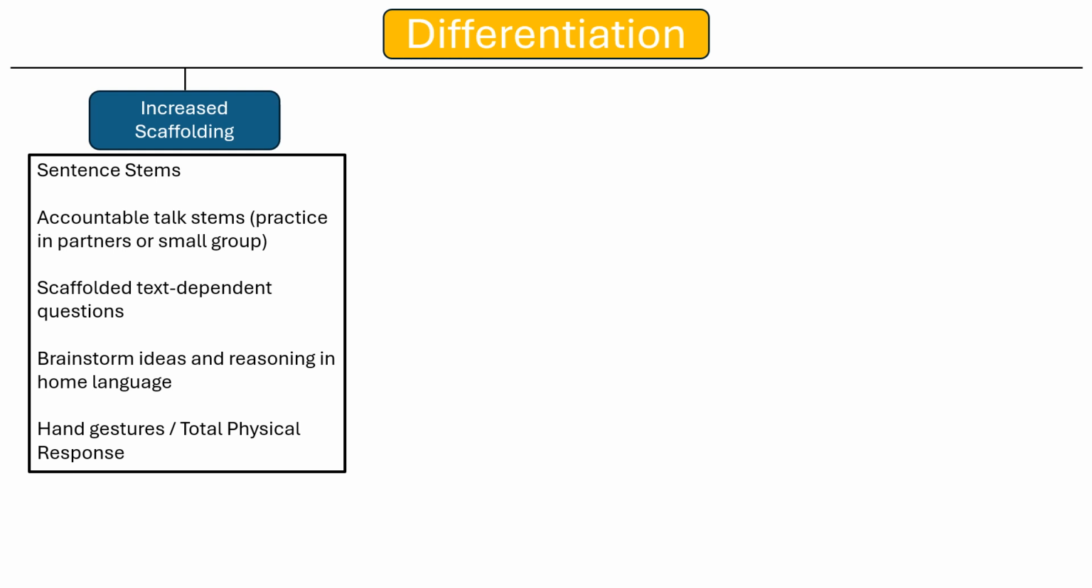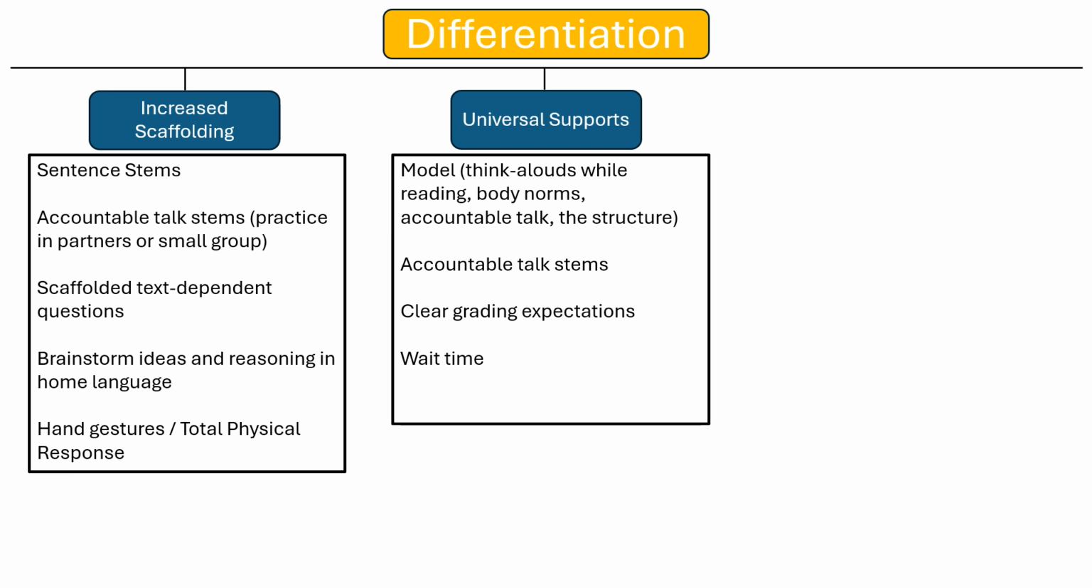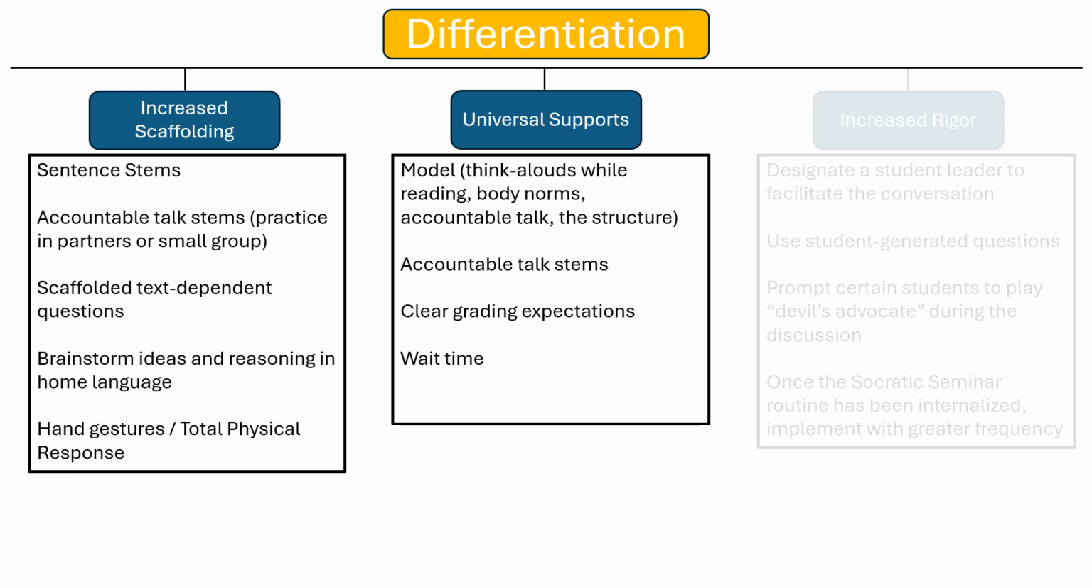Supports that are helpful for all students include modeling through the use of think alouds and showing what it looks like to actively listen and what it sounds like to speak clearly at an appropriate volume. Accountable talk stems could be posted on the wall, or each student could have a set to reference in front of them. Ensure that students know what's expected of them during the seminar and how they will be held accountable. Make sure you use wait time to give students proper time to formulate and express their ideas.